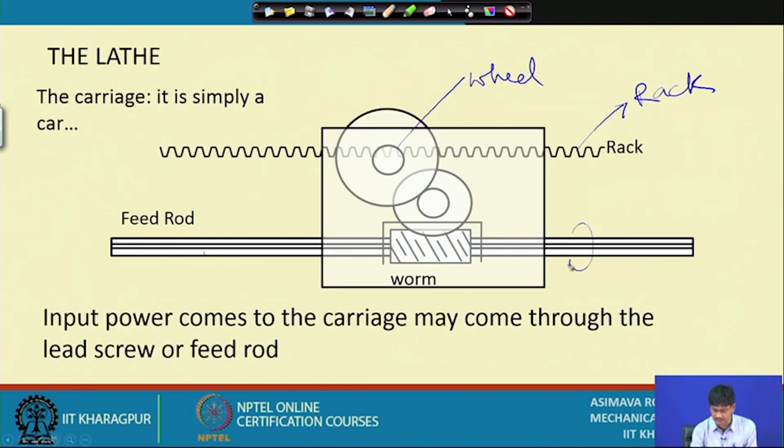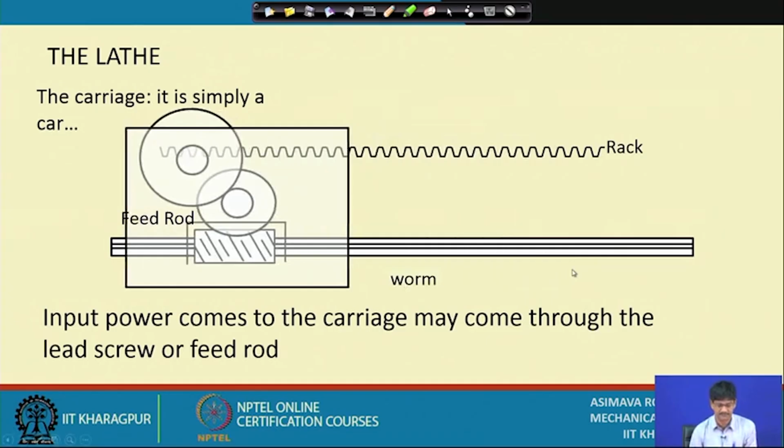this one rotates, it makes this rotate, and this one also rotates, this one makes this rotate, this one makes this rotate, and ultimately it starts moving this way. Let us see how. That is it. It simply moves this way. So, this is how the carriage is working.